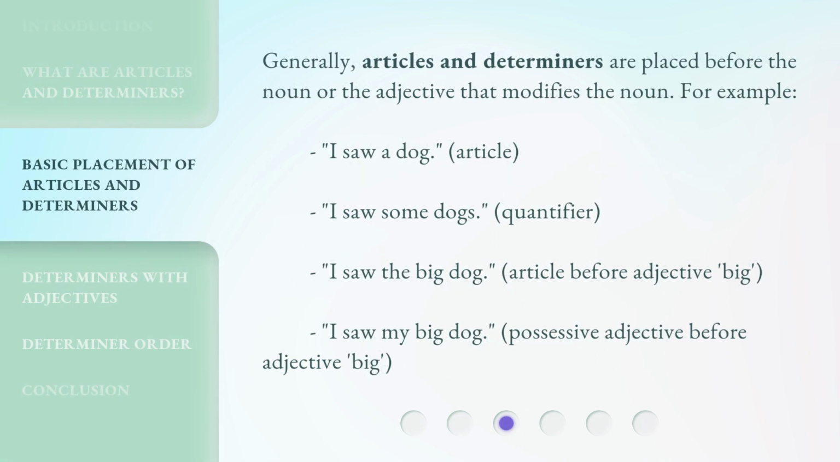Generally, articles and determiners are placed before the noun or the adjective that modifies the noun. For example, I saw a dog. Article. I saw some dogs. Quantifier. I saw the big dog. Article before adjective, big. I saw my big dog. Possessive adjective before adjective, big.